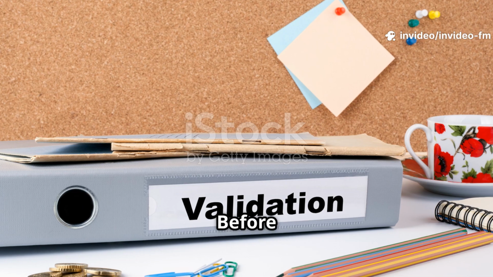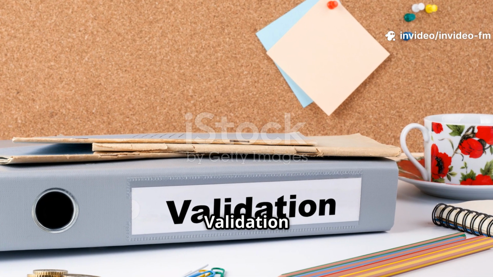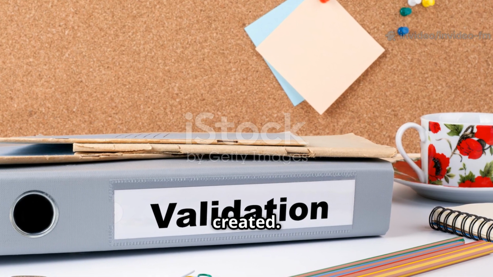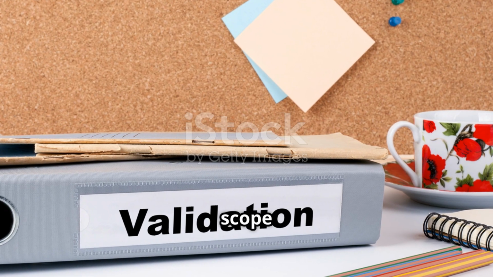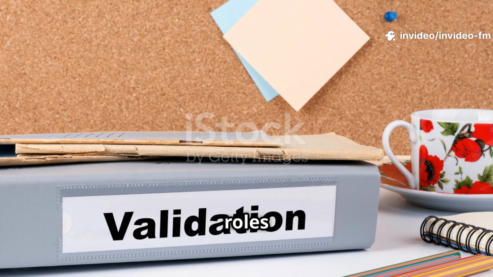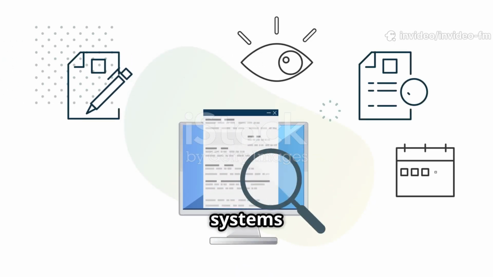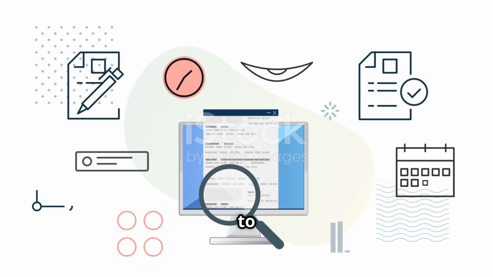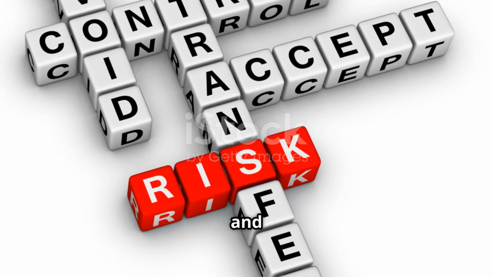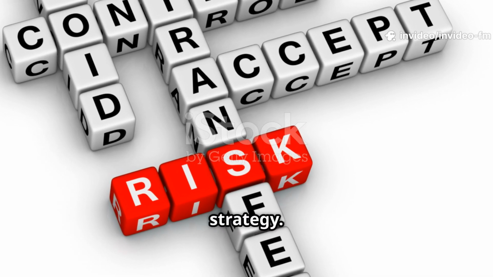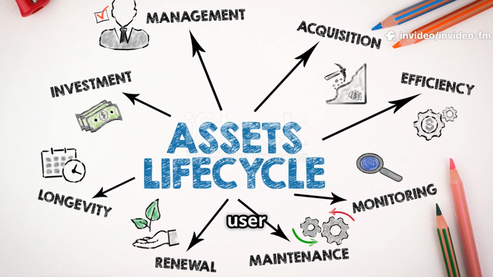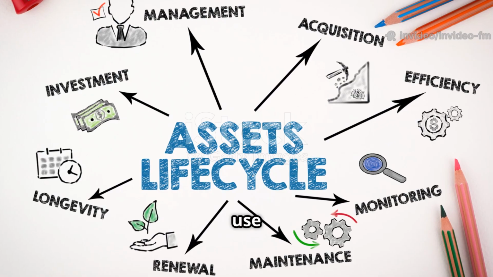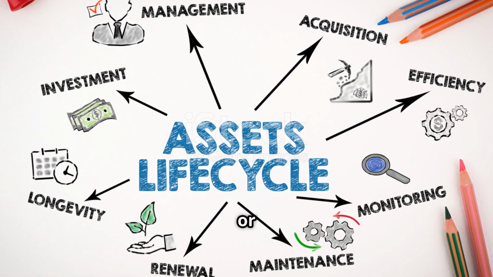Let's get started. Before any validation begins, a validation master plan or VMP is created. This document outlines the qualification and validation policy, strategy, scope, and objectives of validation activities, roles, and responsibilities. It covers equipment, facilities, utilities, and systems to be qualified, and processes to be validated, acceptance criteria and timelines according to the risk management strategy. Qualification activities should consider all stages from initial development of the user requirement specifications through to the end of use of the equipment, facility, utility, or system.